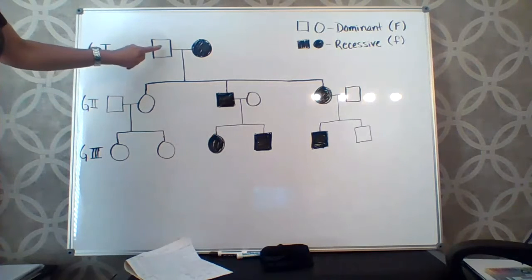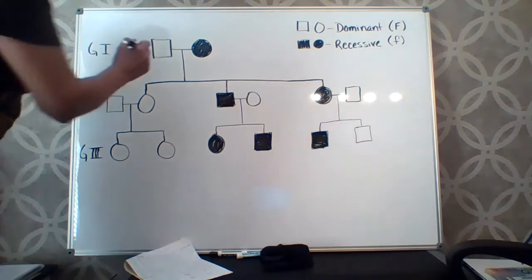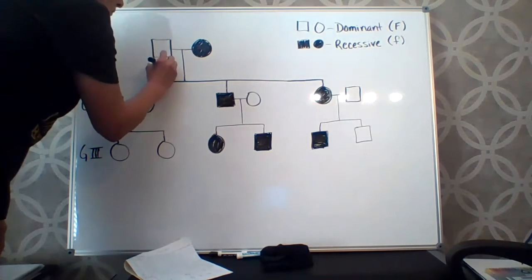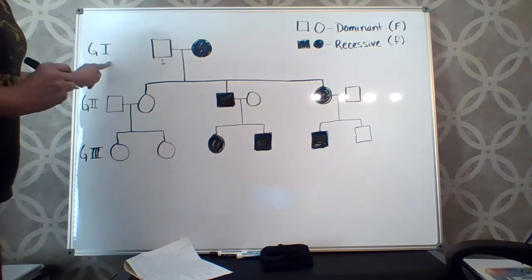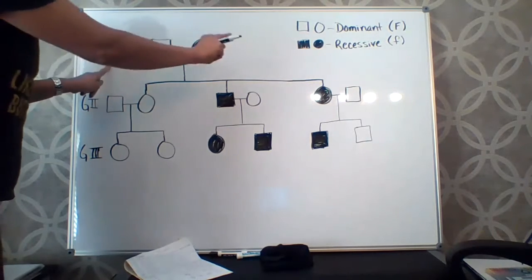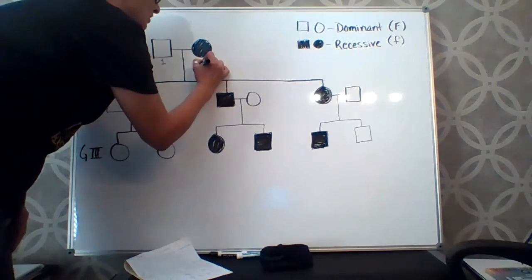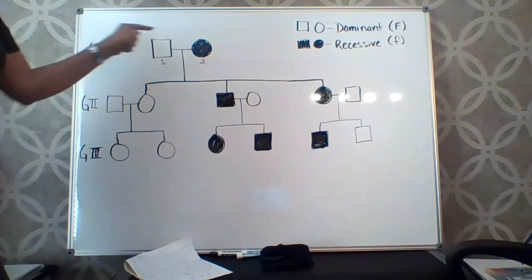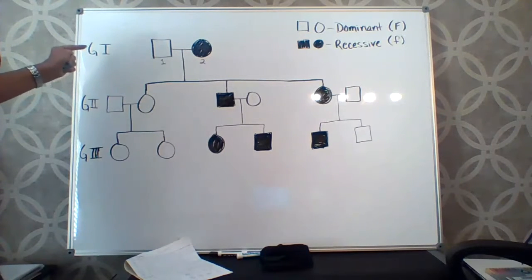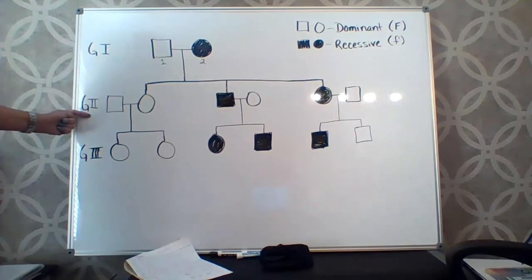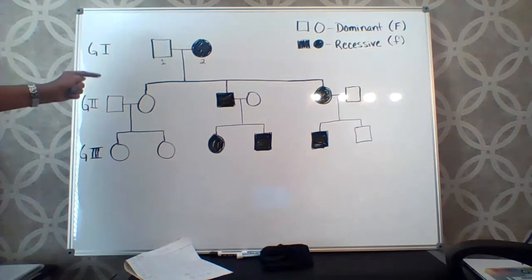So I'm going to start up here at the top because that's where we always start. And this is always our person number 1. And then we're going to go across the generations from left to right. So this will be our 2. Now, since there is nobody else in generation 1, we then drop down to generation 2. And we go all the way back over to the left-hand side, and we continue the numbers.